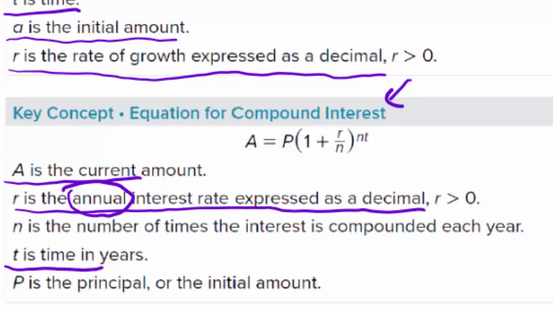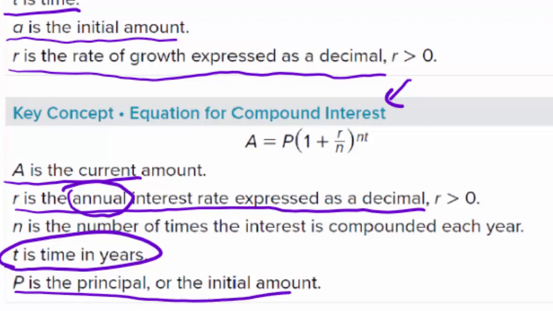T is time in years, as I said before. When we get to this point, T would be in years. And P is the principal amount, or the initial starting amount. So you notice that N is in 2 places here. It's on the inside and on the outside. So the R, since it's an annual rate, you got to adjust it for the year. And T is in years also. So if it's 12 times a year, you have to adjust that for 12 times during that entire year as well.